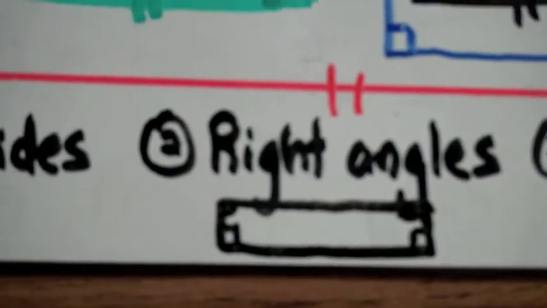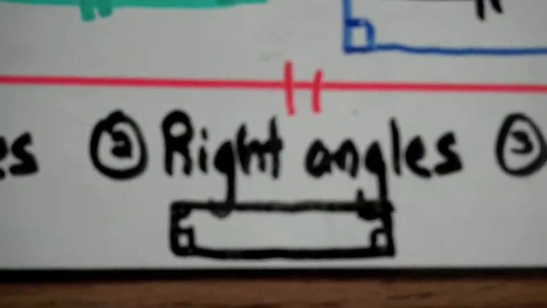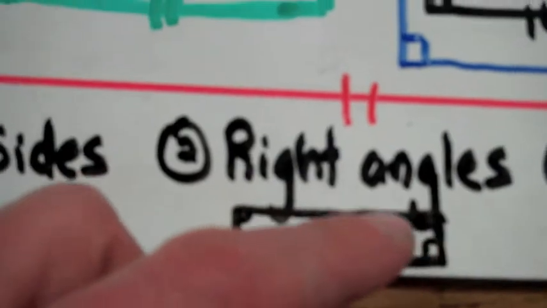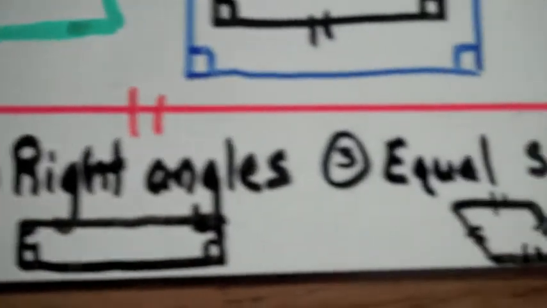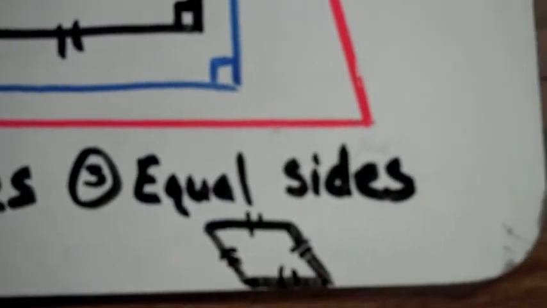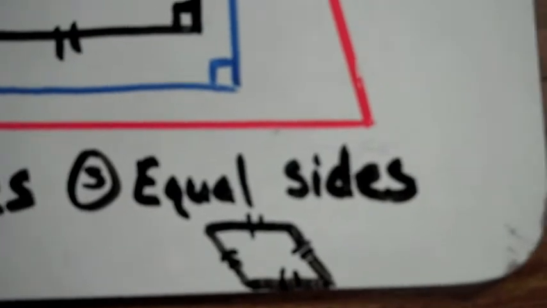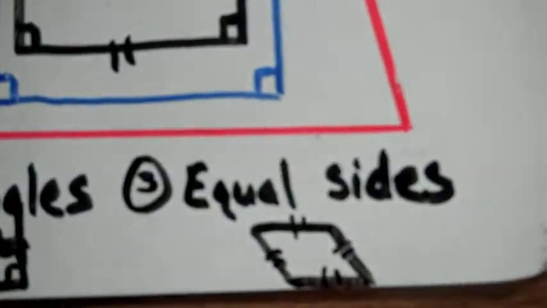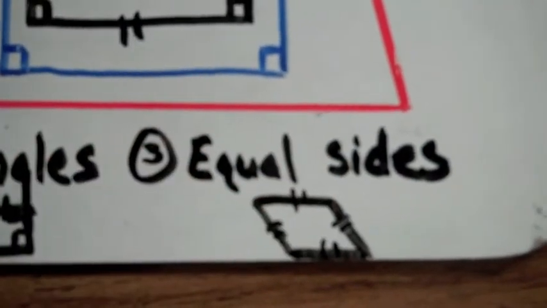Another attribute that you'd look at is whether it has right angles. And right angles are simply where the sides meet in square corners. You can see that it has right angles. And finally, you look at the shape or figure and determine whether it has equal length sides. You can see that these sides are generally about as long as one another. And that's why I put those little dashes there.